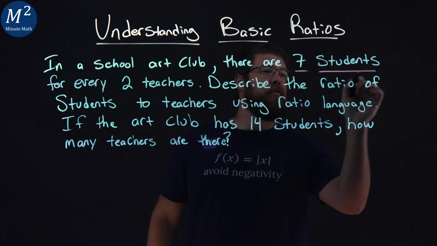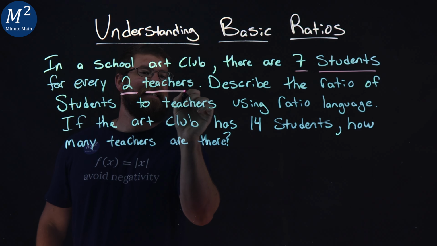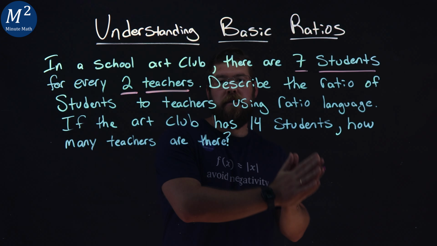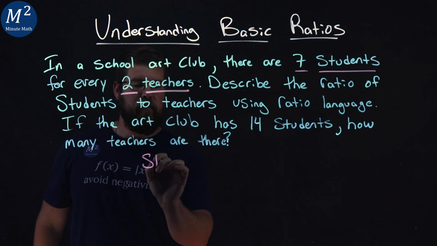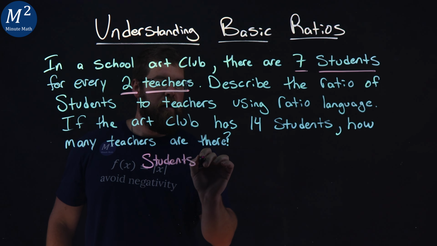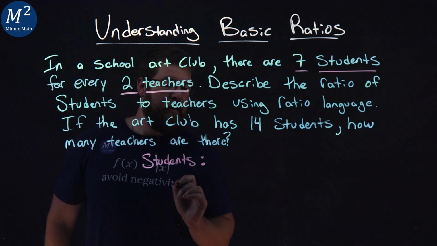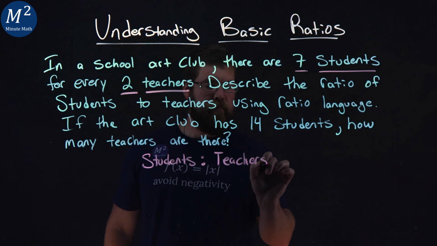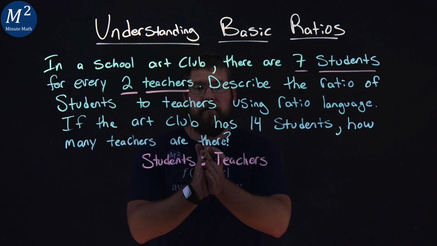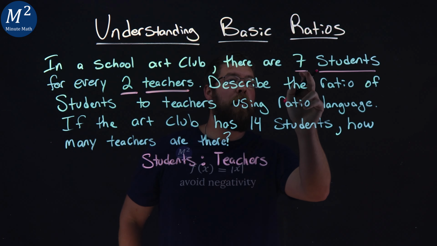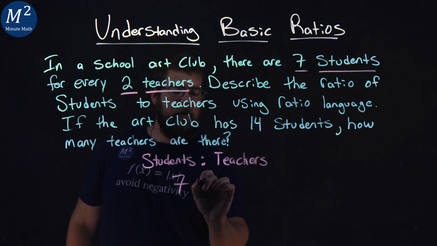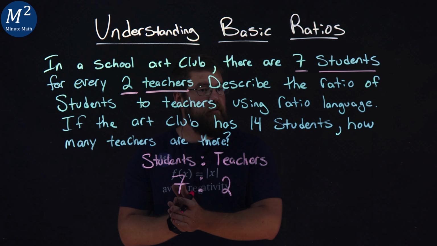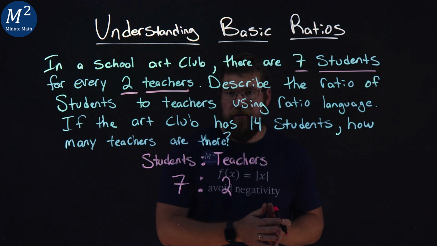There are 7 students for every 2 teachers. So we want to make a ratio here of students to teachers. We can write that as such, students, we put a little double dot there, and teachers. So we have students to teachers, our ratio, and they give us a number here, 7 students to 2 teachers. So for every 7 students, there are 2 teachers.